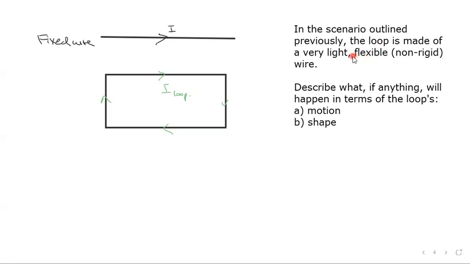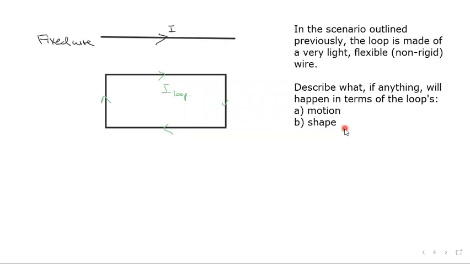Now, I'm going to stress now that this loop is not fixed and it's made of very light wire. So think infinitely low mass, basically think no mass. It's very flexible. It's not rigid wire. So the wire is very light. It's not rigid and so forth. So describe how, if anything, will happen to the loop's motion or shape.